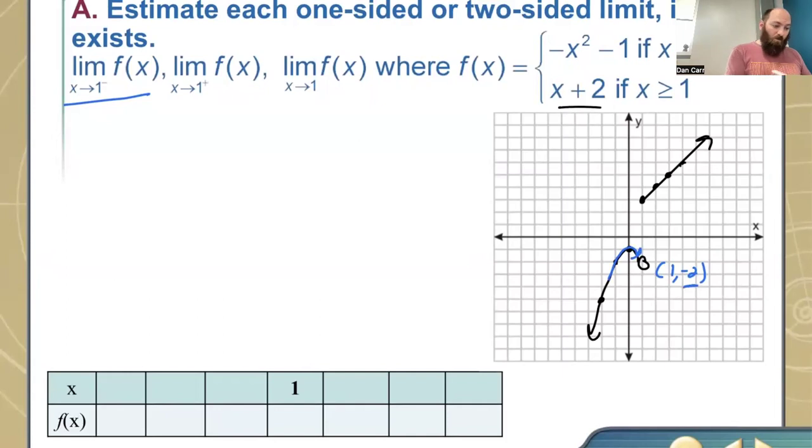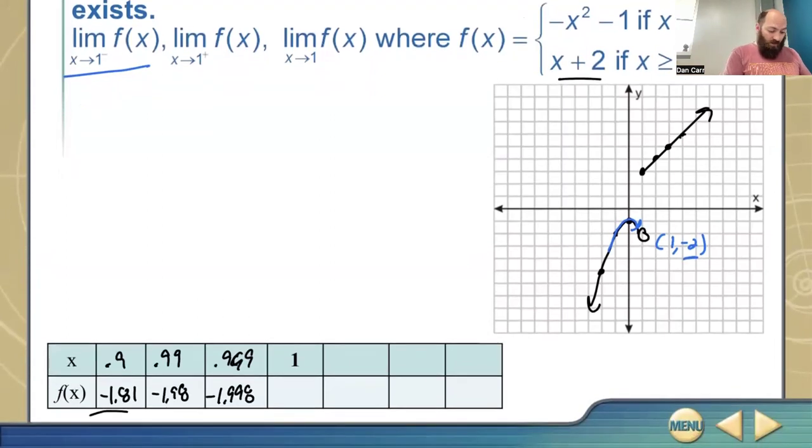If I go to the table, we can see what happens with that one too. From 1, if I go 0.9, 0.99, 0.999, I plug this in a calculator or go to my table feature, it's going to be -1.81, -1.98, -1.998. So you can see from the left-hand side, we are getting closer and closer to -2. So what that means is the limit as x approaches 1 from the left hand of f of x equals -2.